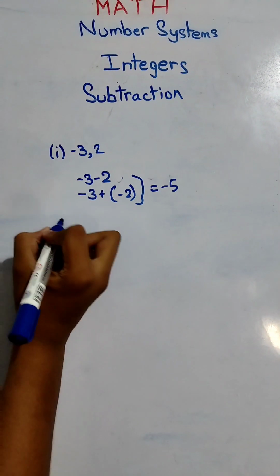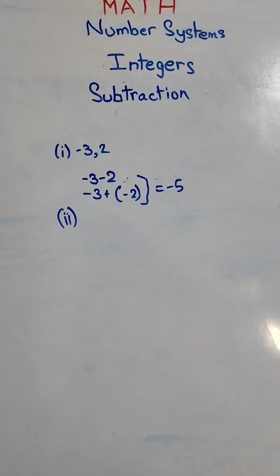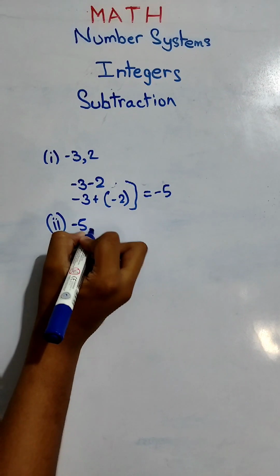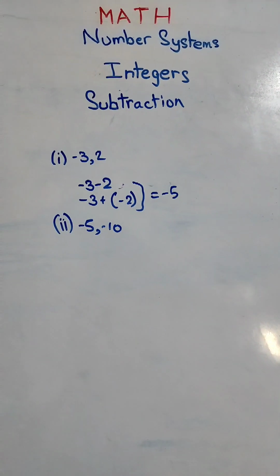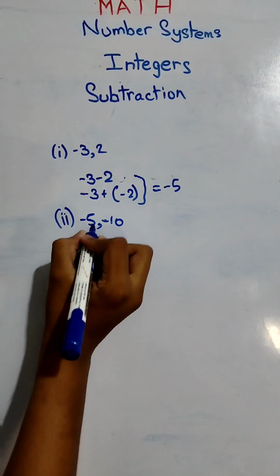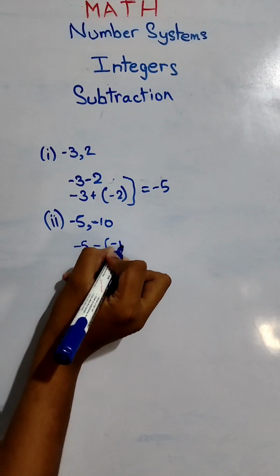The second one will be a little different, so that you will understand the topic. It is minus 5 comma minus 10. Earlier we had taken plus 10, but this time we are taking minus 10. So this time we are writing minus 5 minus of minus 10.